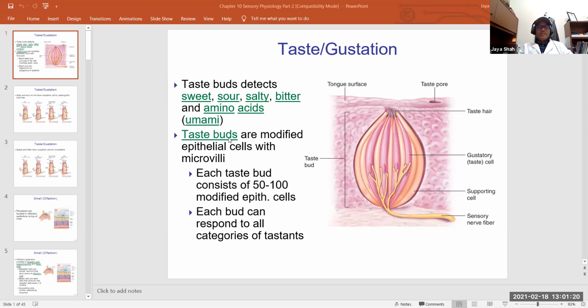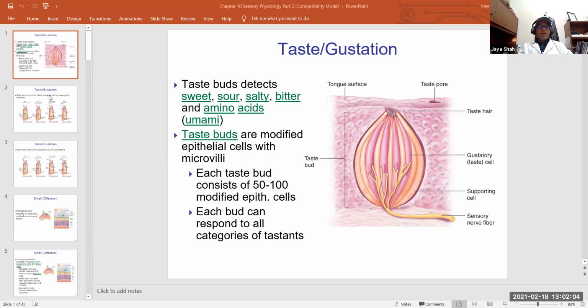Okay. So taste buds are modified epithelial cells with microvilli, which is the taste hair here. And each taste bud consists of 50 to 100 modified epithelial cells. Each bud can respond to all categories of taste. That means in this pore, if you put sugar, salt, burned meat, or any bitter thing, they all will be tasted here because all kinds of receptors are in each taste bud.